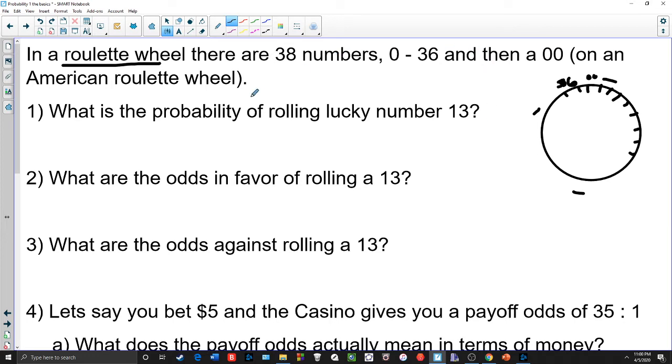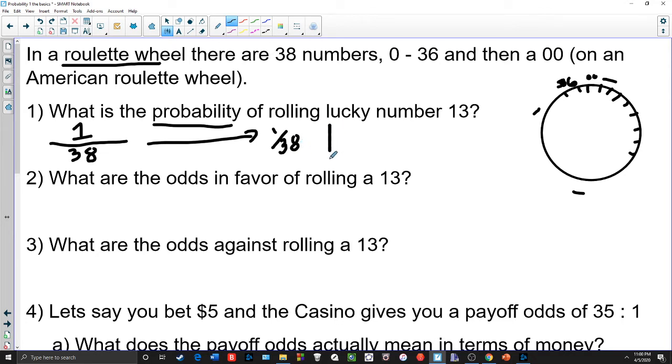Okay, so the probability, the first thing we talked about, is simply, again, how many things you want to happen over the total number of things that can happen. Well, the chance of us rolling a 13: there's one 13 on the roulette wheel because no number repeats. And as we just said, there are 38 total numbers on the roulette wheel. So my probability of rolling a 13 is 1 out of 38. That's the probability, 1 out of 38 possible numbers, and that can't be reduced any further.